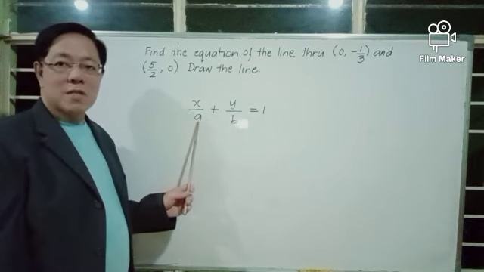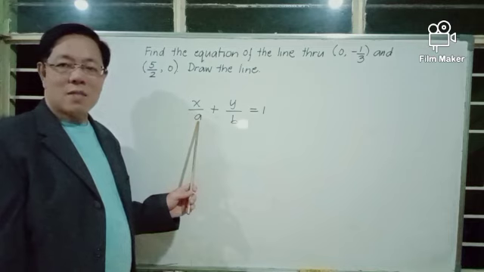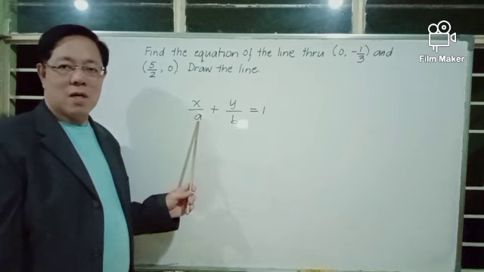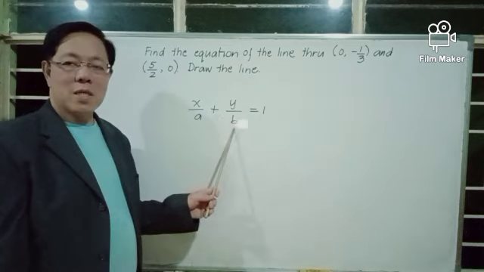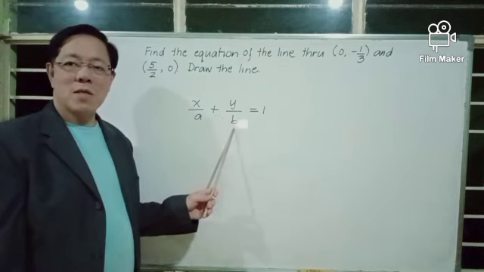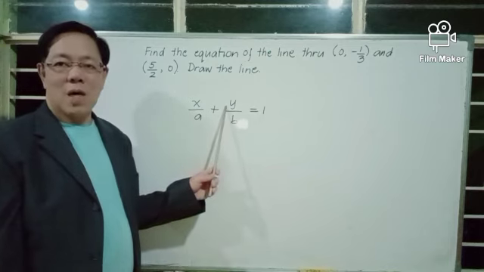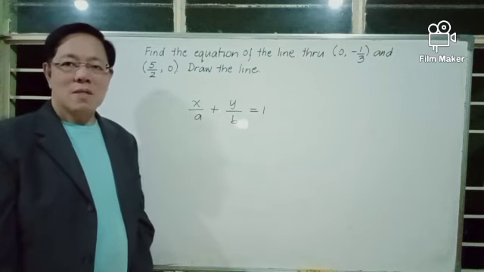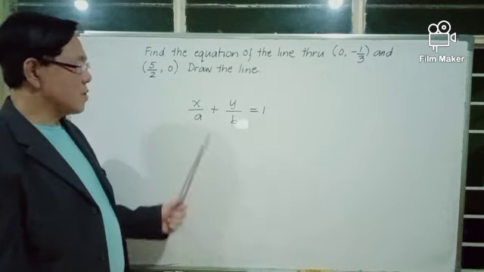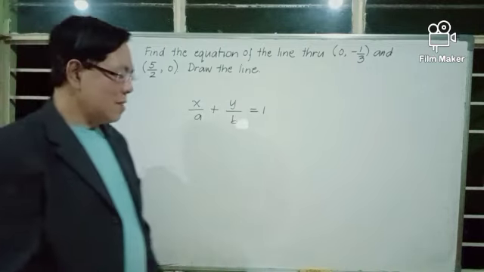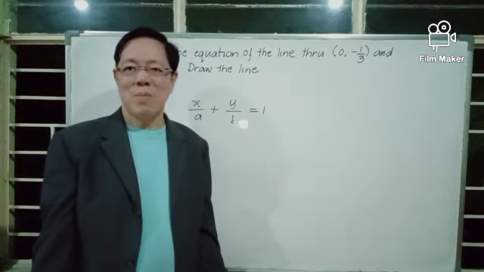The x-intercept, the point (a, 0), is where the line passes through the x-axis, and the y-intercept, the point (0, b), is where the line crosses the y-axis. Now to have an example using this intercept form of equation of the line, consider the following problem.